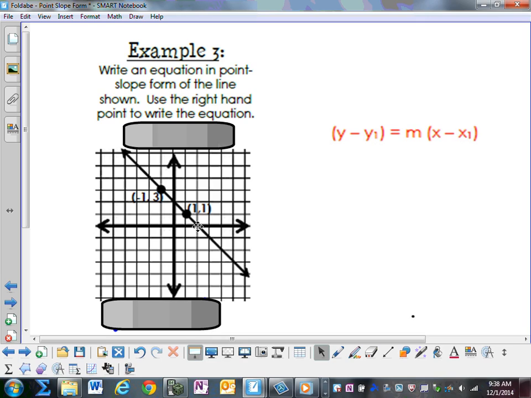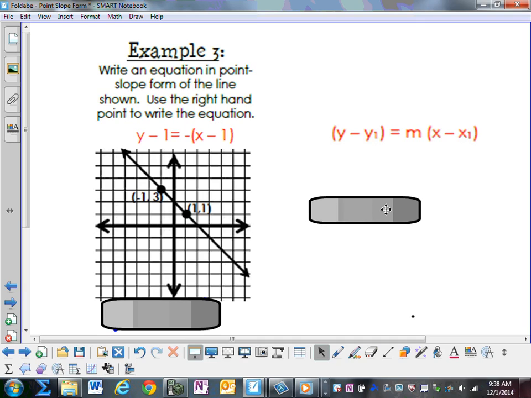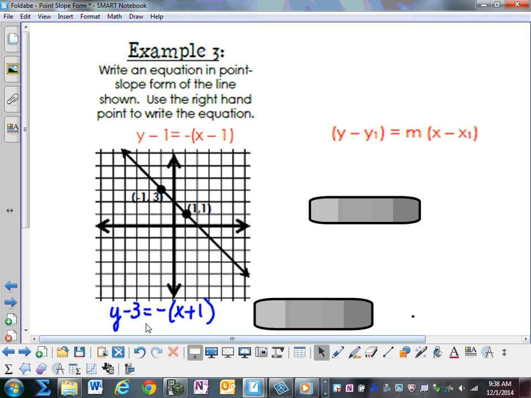When we write the equation using the point (1, 1), we need to calculate our slope as -1. So our equation would be y minus 1 equals negative times the quantity x minus 1. If we were to use the point (-1, 3), the equation would be y minus 3 equals negative times the quantity x plus 1.